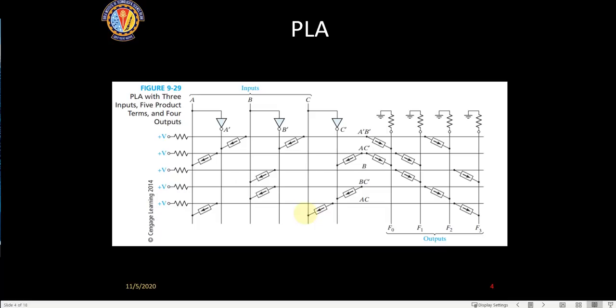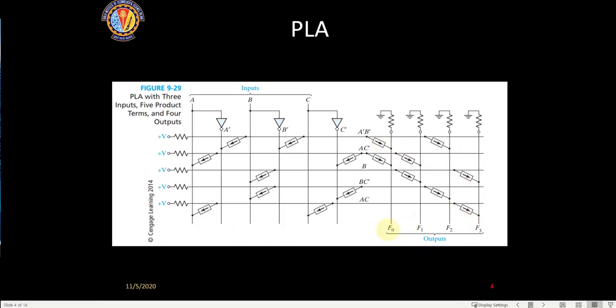There are many methods of making these connections. We saw in an EEPROM where we used a floating gate, where electrically we were able to program this connection and electrically we were able to erase these connections. So that's how we do the AND plane programming. Now we can also do the OR gate programming.